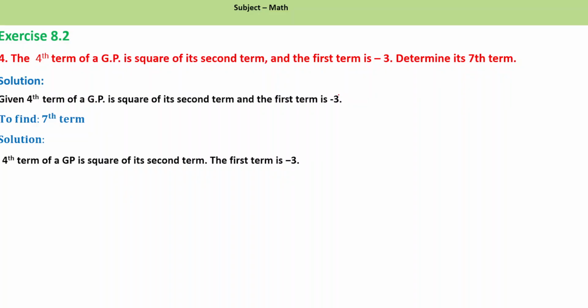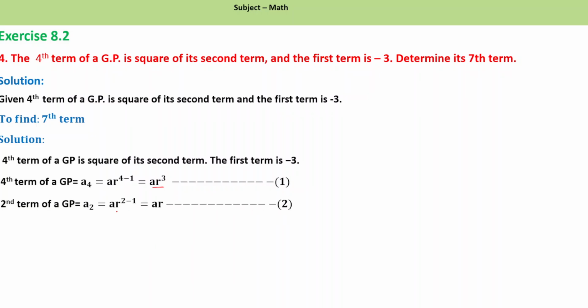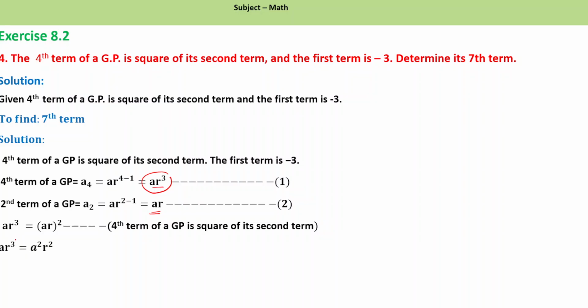Solution. The fourth term of a GP is the square of the second term. The first term is -3. So the fourth term of the GP is A4 = A r^(4-1), that is A r³. Let us note it, this is equation 1. The second term is A2 = A r^(2-1), that is A r. Here it's given that the fourth term of a GP is equal to the square of its second term. So A r³ = (A r)². Now we can write it as A r³ = A² r².